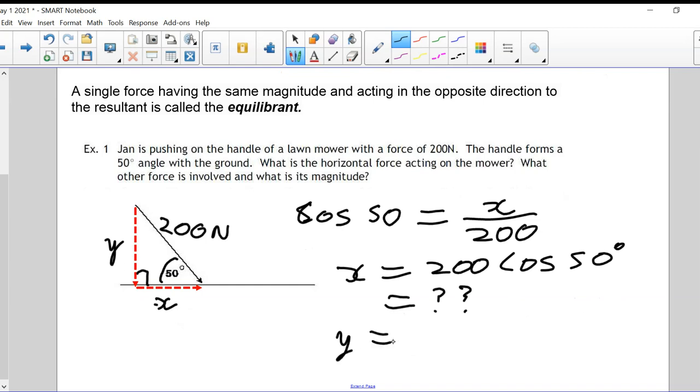The y component of the vector, right? Well, first of all, let's work out what this side over here would be. That would be using sine. So let me just erase this. To get the y component, we're going to say that the sine of the same 50 degrees is equal to the y over the 200.